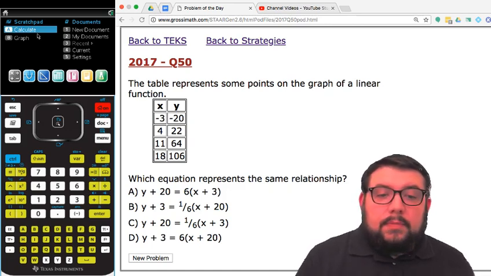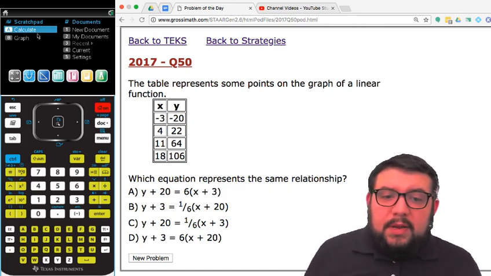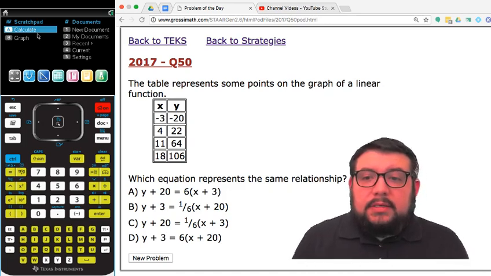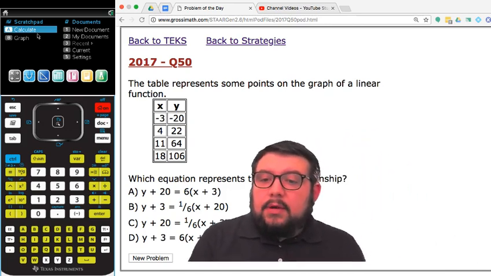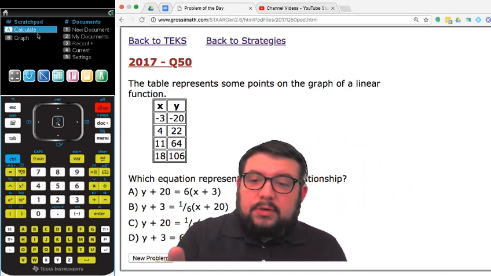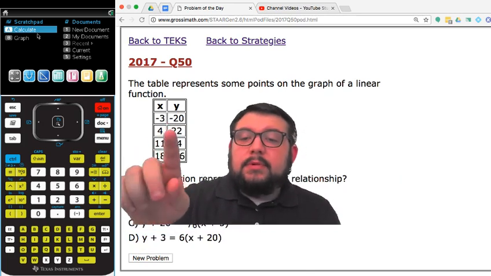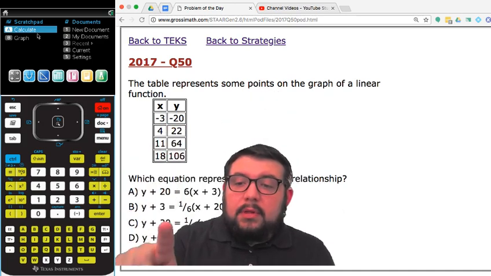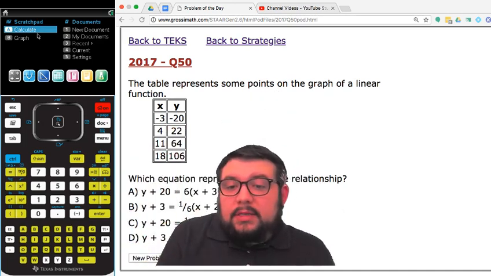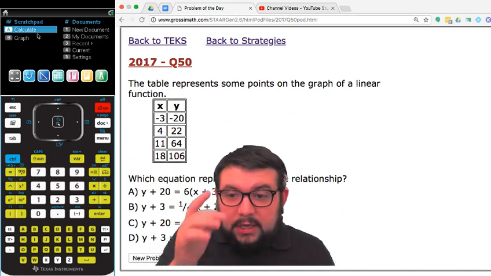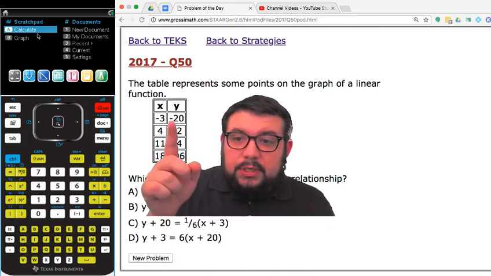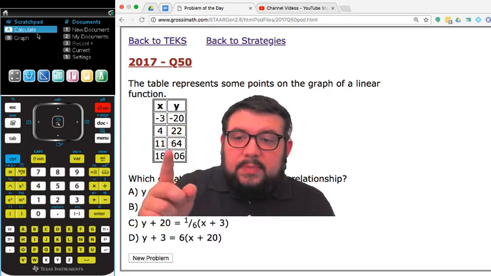Okay, so if you've been in my class, you probably know that math is a language about patterns. And here we have some equations representing certain patterns with numbers, and here we have a table representing some patterns with numbers. And we're going to see if the table matches the equation. That's basically what we need to do. We need to see if one of these equations is going to produce each of these pairs of numbers.